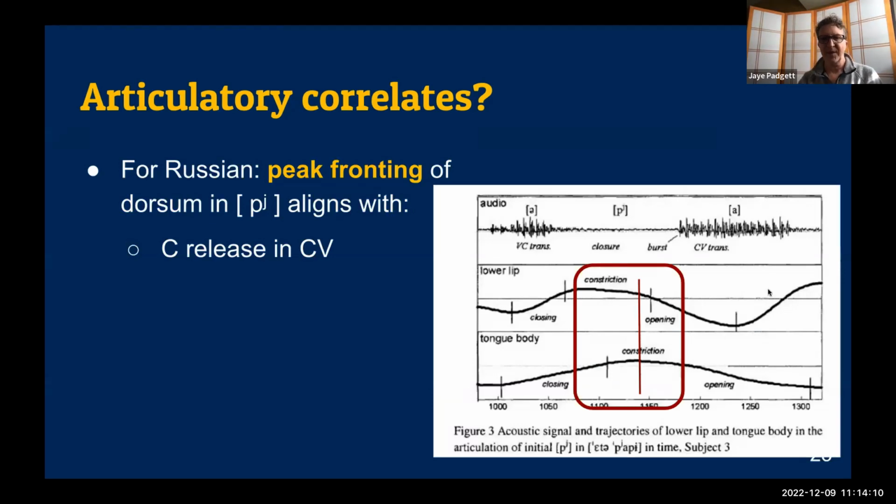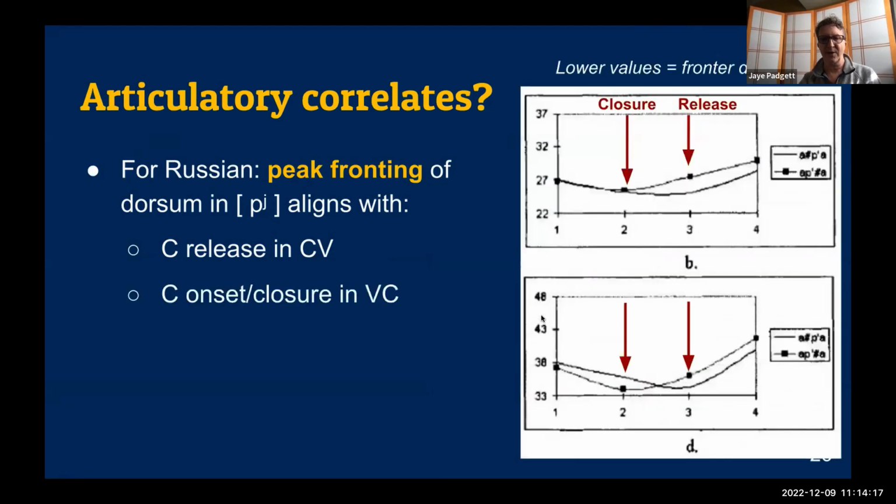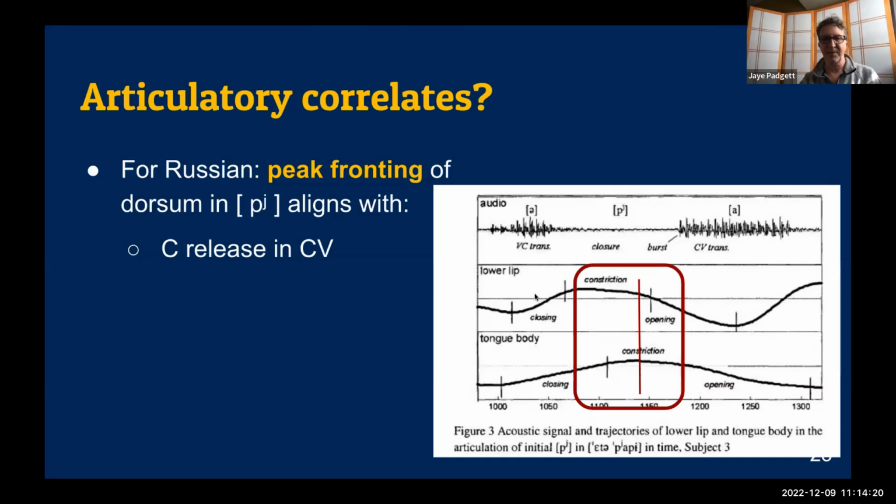So here what we're seeing is a consonant in onset position, so a CV transition. This here is the closing of the lip. This is a P. This is the constriction, and then the opening is over here. And the bottom line is the constriction of the dorsal gesture, the palatalization gesture. And as you can see, the constriction is maximal closer to the end of the consonant, where it's going to be opening, than to the beginning of the consonant. And this is something that Kochetov highlights, that palatalization in Russian seems to align with the release or the offset of the consonant.